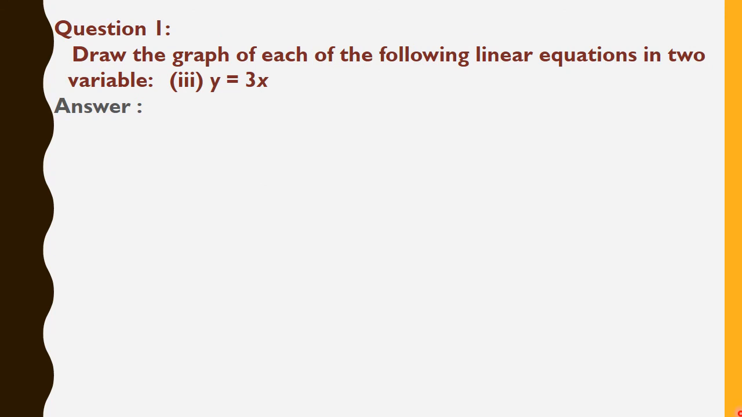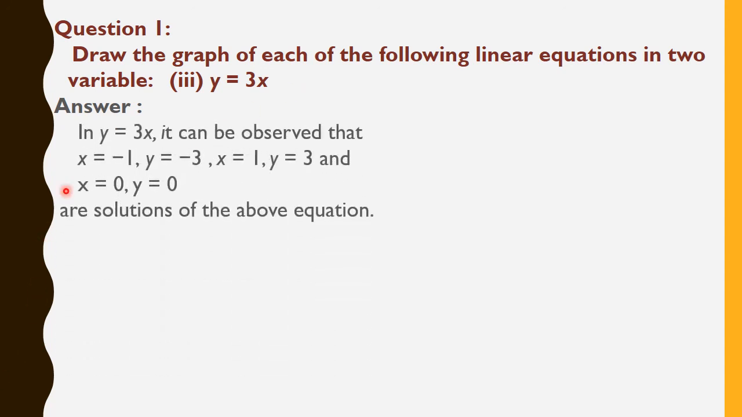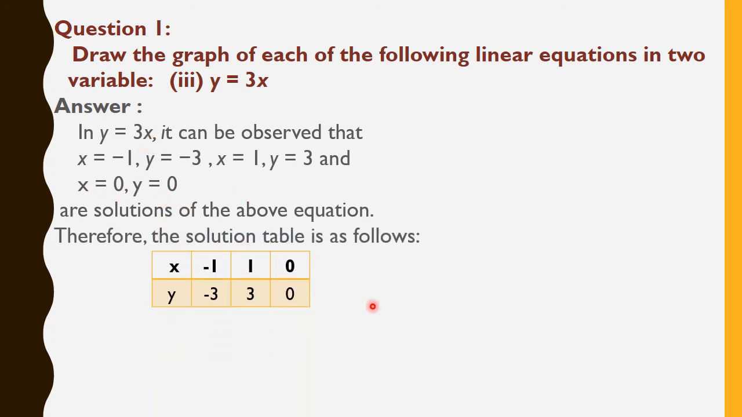The third part of this question has the equation y equals 3x. So it is already in the form of y equals something, that is in terms of y. So we'll not make any changes. We'll simply put different values of x, say x equals minus 1 and get the value as minus 3. For x equals 1, y equals 3. And for x equals 0, if we put 0 over here, we'll get y equals 0. So these are the solutions. Let's write them in tabular form.